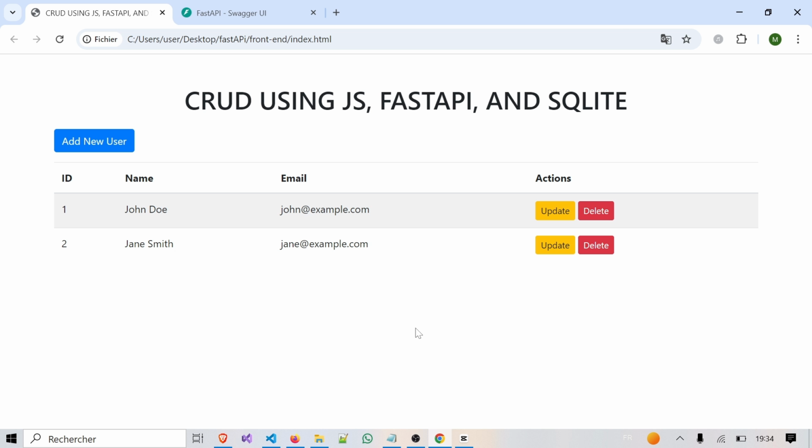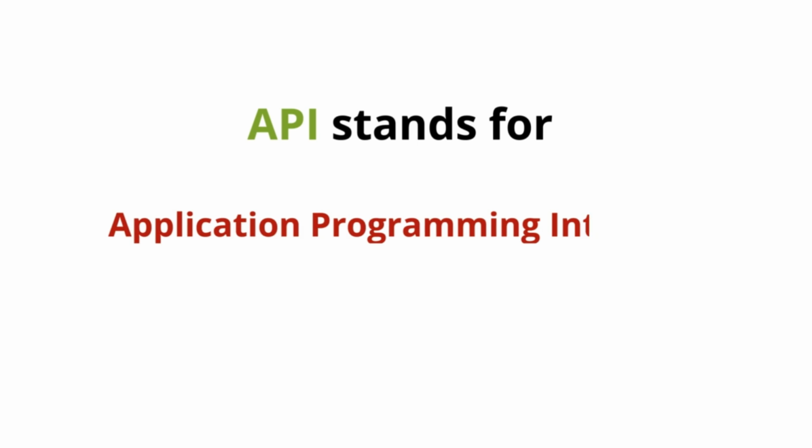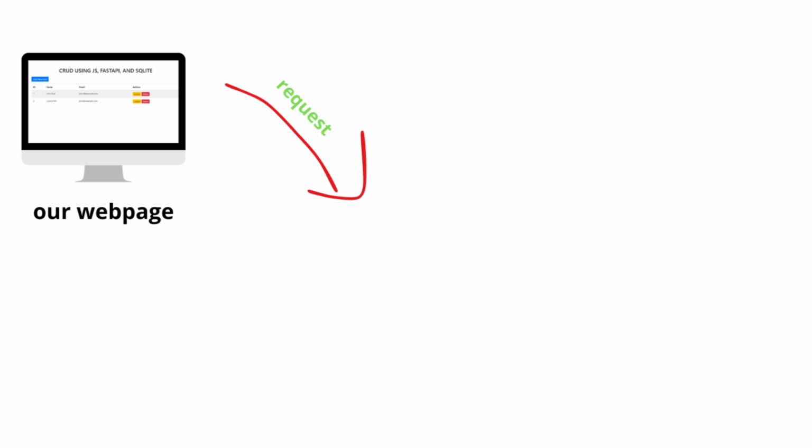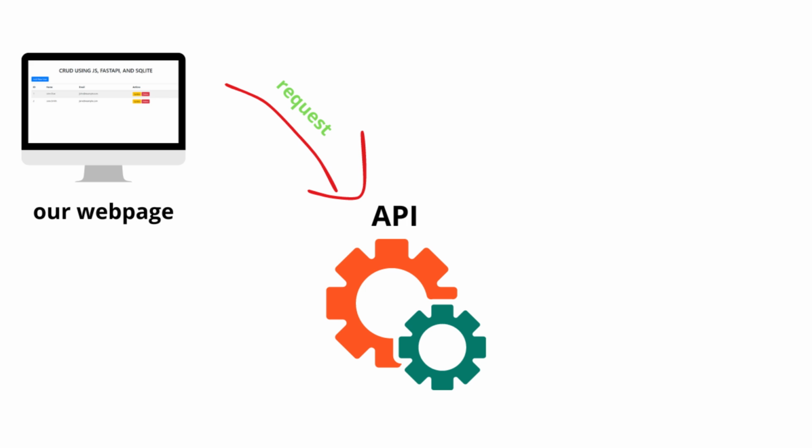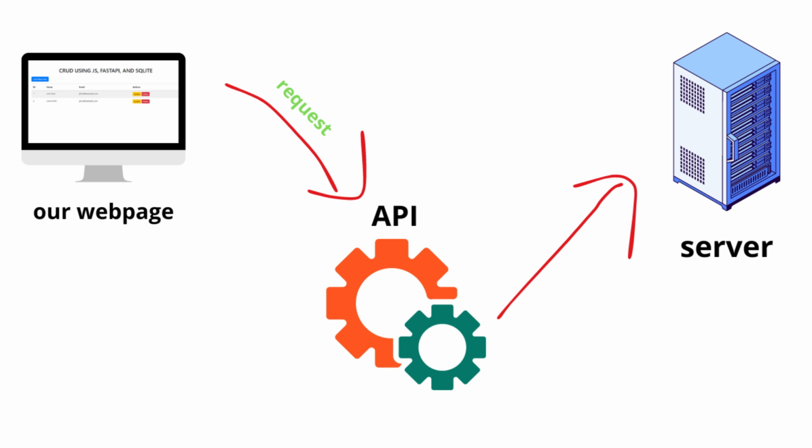All right, now that we've set up our page layout, let's talk about something that's essential for making our page interactive: the API. API stands for Application Programming Interface. Think of it as a messenger that takes requests from our web page. The front end tells the server, the back end, what we want, and then brings the server's response back to our web page.